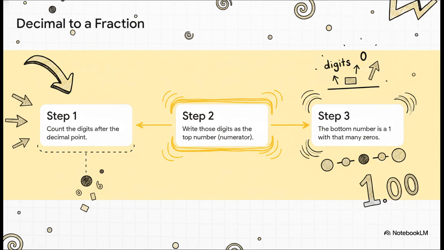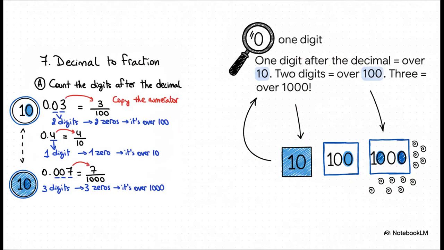Let me show you what I mean. So you can see the pattern here, right? If there's 1 digit after the decimal, like in 0.4, your fraction is over 10, so 4/10.